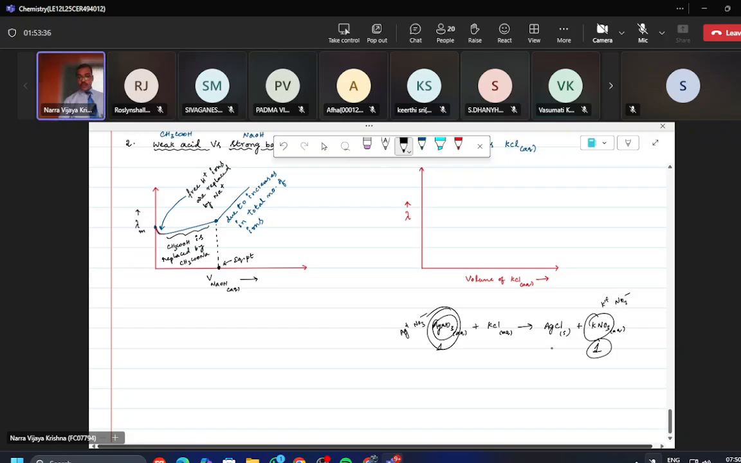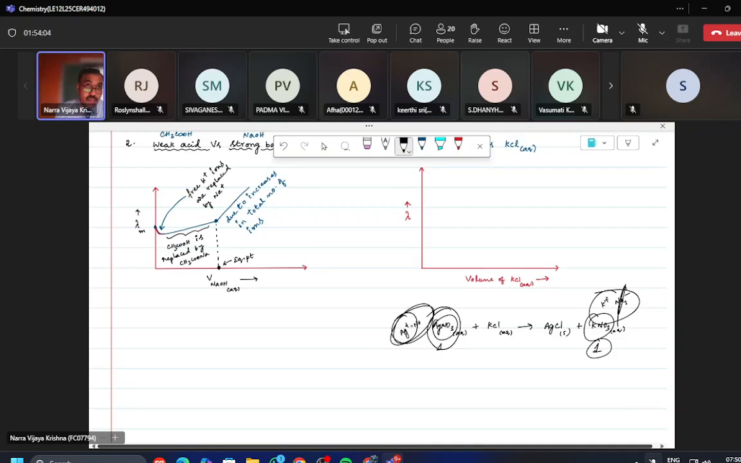Correct? So, initial conductance is because of Ag plus and NO3 minus ions. Now, conductance is because of K plus and NO3 minus. NO3 minus is common in both. What is the change in total? Ag plus is replaced by K plus. Conductance of K plus is more than Ag plus. So, during titration, what happens to conductance? Increases, but of course not much difference, little difference.